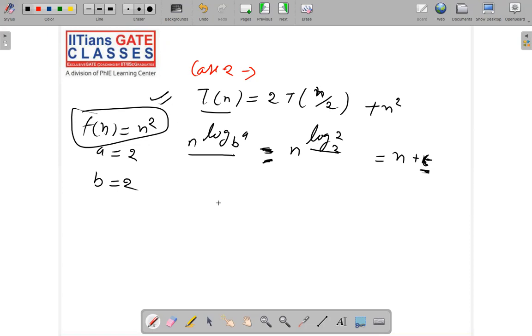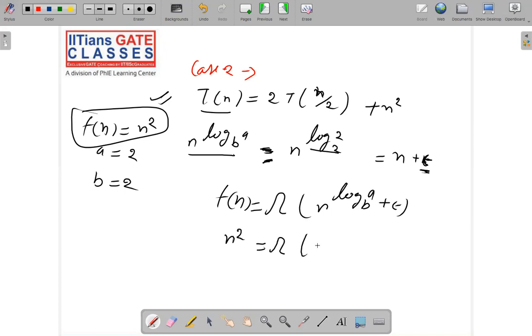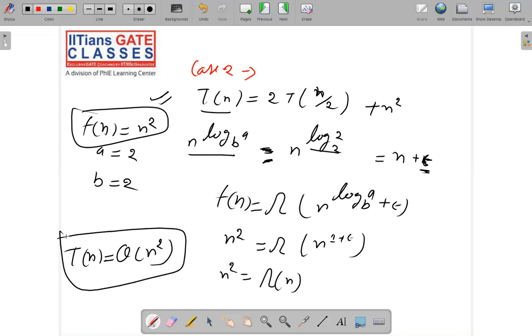right? So we can say that f(n) equals omega of n to the log base b of a plus epsilon, which is n square. If you remember asymptotic notation, we can denote it like n to the power 1 plus some constant value, which is actually omega of n, right? So n square. If this is the case, then we can say that T(n) equals theta of n square, right? This is the answer.